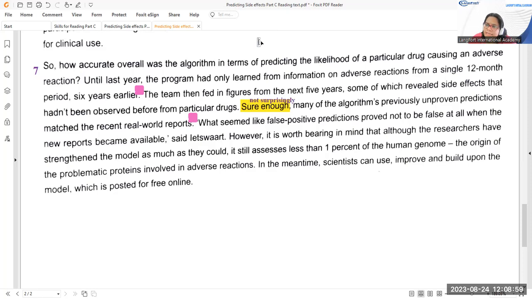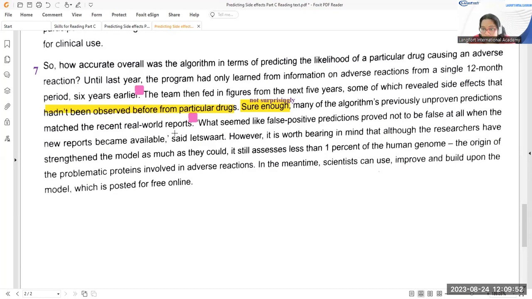Now, what happened until last year? The algorithm only knew about the information that happened over a 1 year period 6 years ago. Then the research team gave the algorithm information from the next 5 years. And what happened? The algorithm showed side effects that had never been observed before from certain drugs. Not surprisingly, many of the algorithm's previously unproven predictions matched the recent real-world reports. So earlier, it only had information about what happened 6 years ago. Then the team fed it information for the next 5 years. Then the algorithm predicted some side effects that they had never observed before.